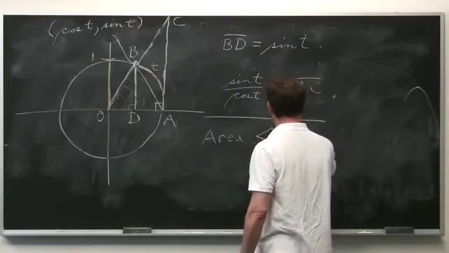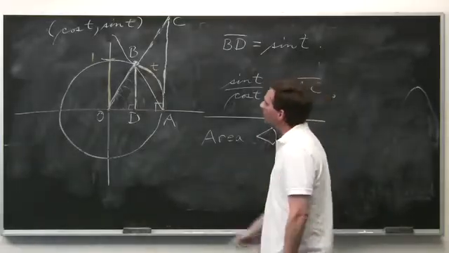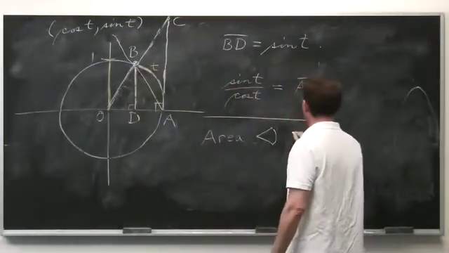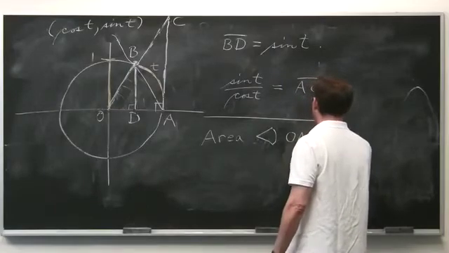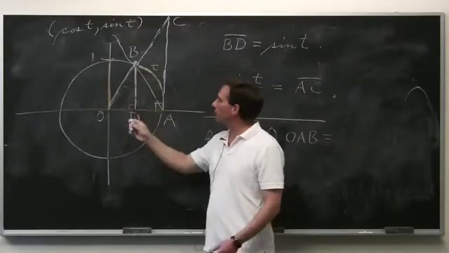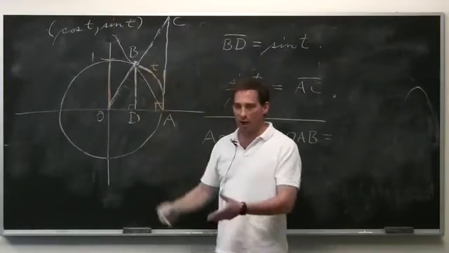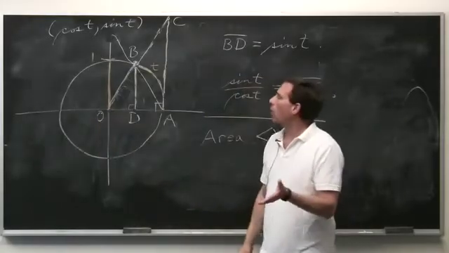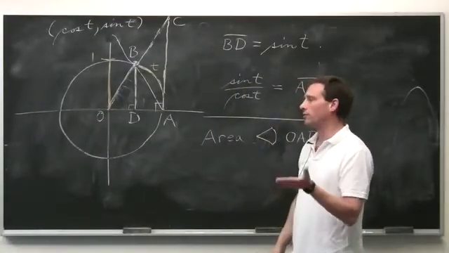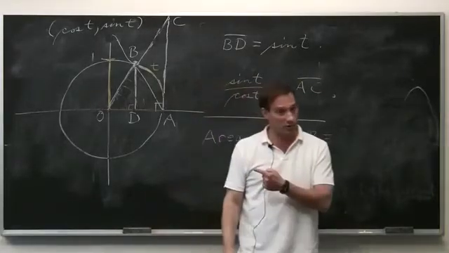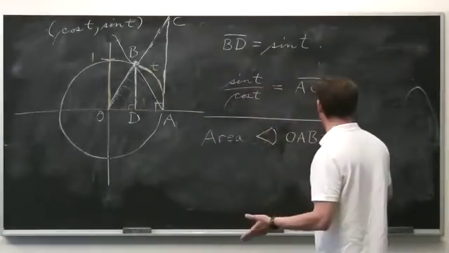The area of the sector OAB, I'll try to draw this piece of pie looking thing. Well, it's whatever fraction of the area of a circle that this angle is a fraction of the total angle in the circle. All right, what's the total area of a circle of radius 1? The area of a circle is pi r squared. This is a circle of radius 1. Its total area is pi.